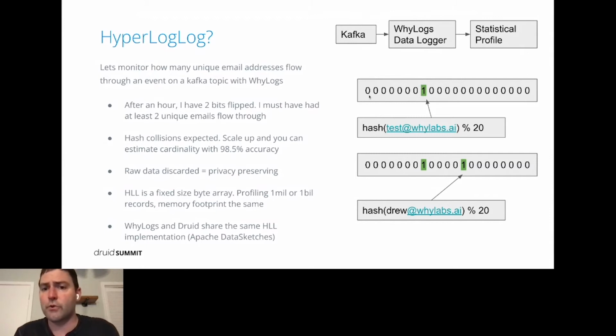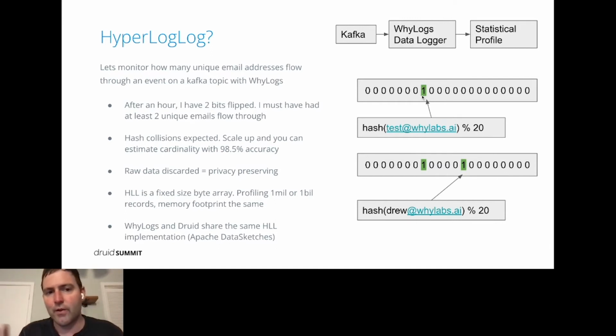Hyperlog starts with a fixed size byte array. And as you're feeding data into a Hyperlog, what you're really doing is taking these email addresses, and we're going to do a hash and mod it by 20, because I've got 20 bits. And if that bit is 0, we're going to flip it to a 1. We'll rinse and repeat. Here's my email address. Hash and mod by 20. Okay, let's flip that bit to 1.